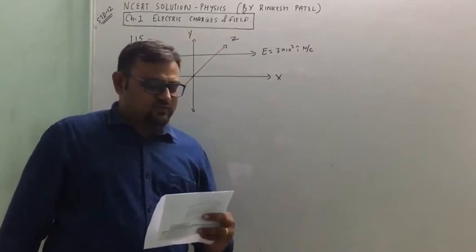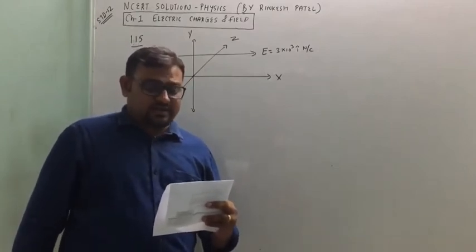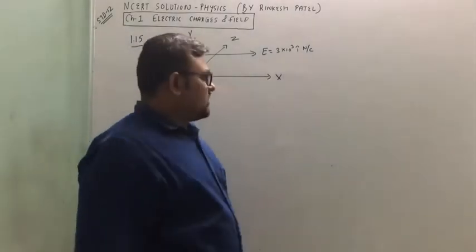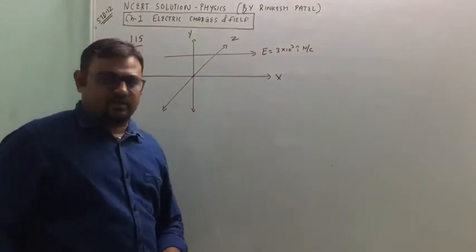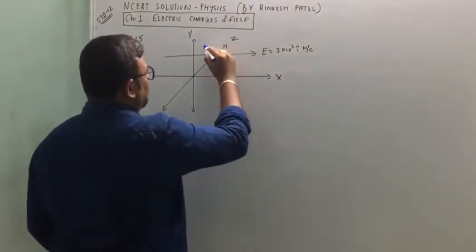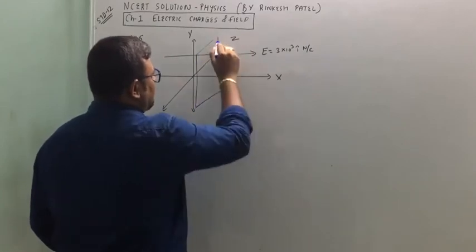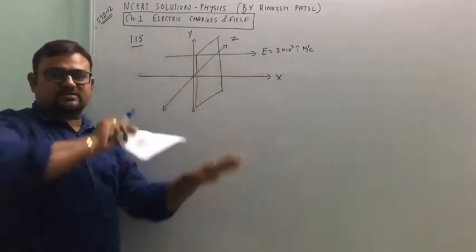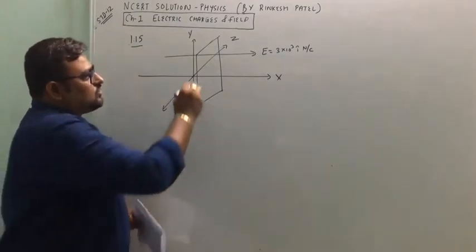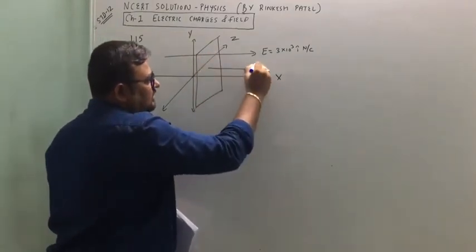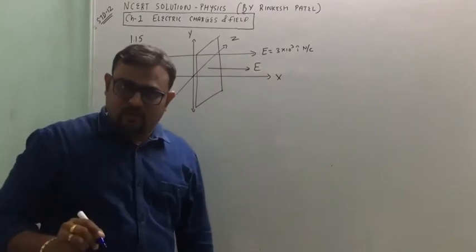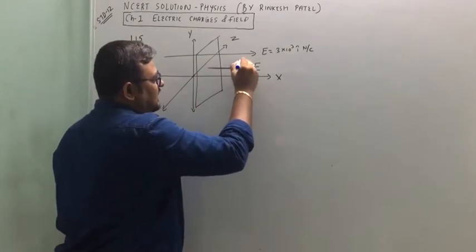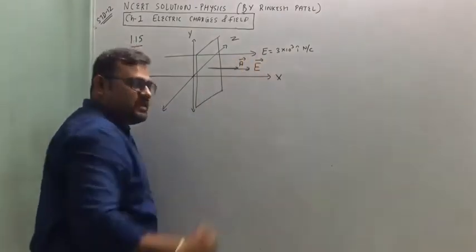What is the flux of this field through a surface of 10 centimeter on a side whose plane is parallel to the YZ plane? If I take any plane parallel to the YZ plane, it will be in this way. This is the plane parallel to the YZ plane, with the y-axis and z-axis. This is the direction of electric field E, and any normal is always perpendicular to the surface, so the area vector is also in this direction. This is E and this is A.